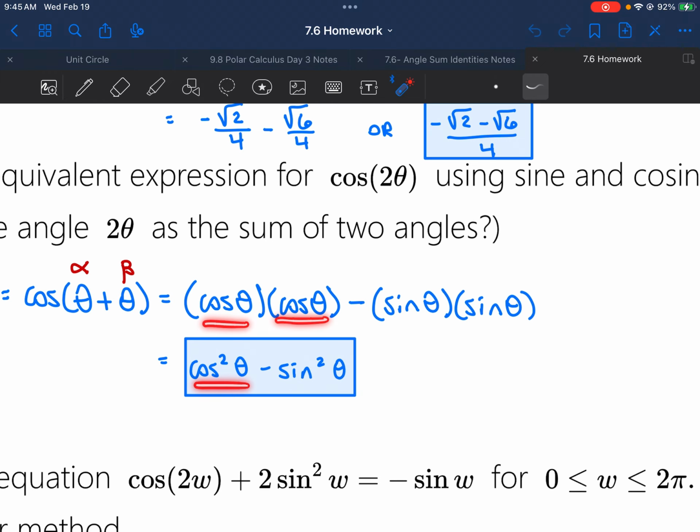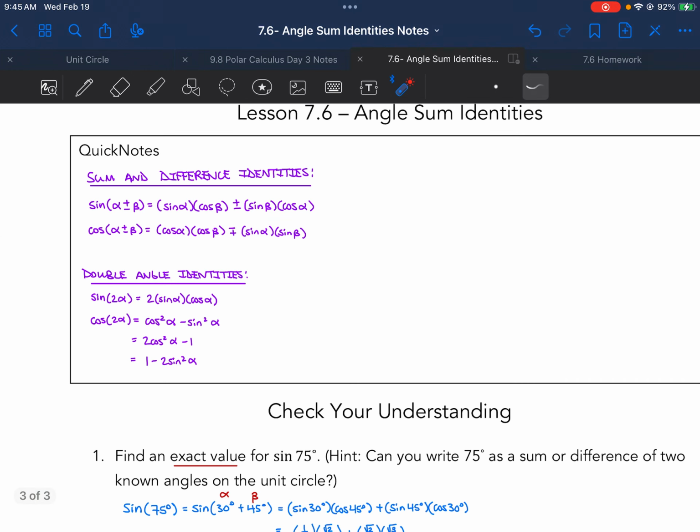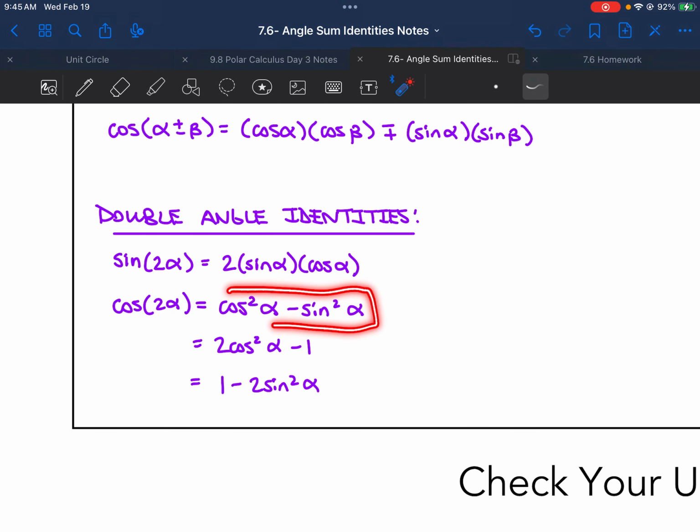Cosine times cosine is cosine squared, so cosine squared of theta. Sine times sine, that's going to be sine squared of theta. So cosine squared of theta minus sine squared of theta. And that is one of the 3. It's that first one there for the cosine double angle. Okay, the other 2, you can actually take this one right here and use your Pythagorean identities to rewrite it. That's what you could do if you wanted to.